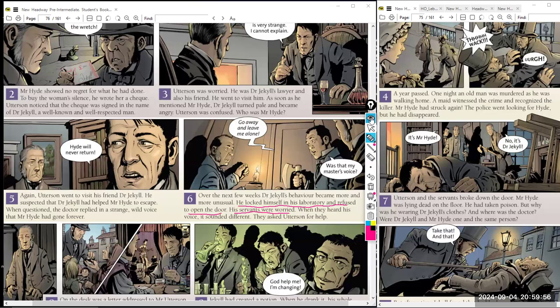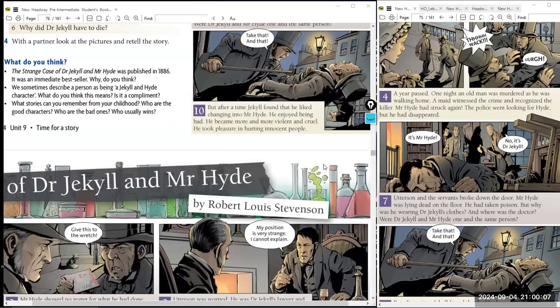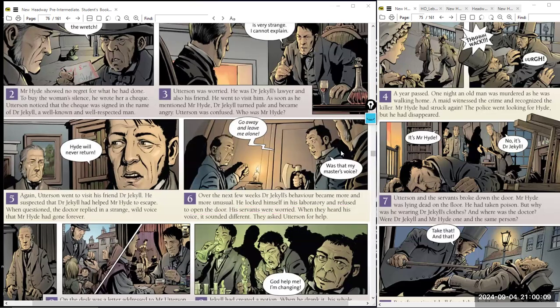Okay, now the next question is, what did they see when they broke down the door? So we are in the frames. Mr. Hyde was lying dead on the floor. Exactly. So Mr. Hyde was lying dead on the floor.